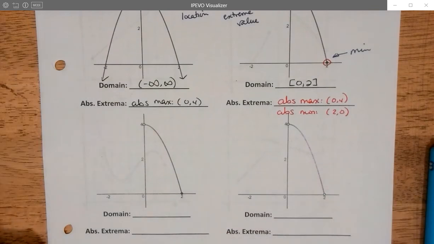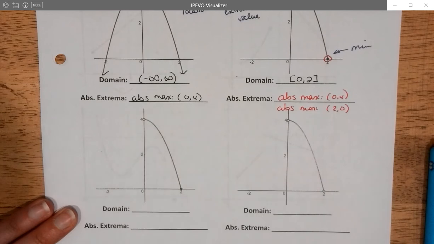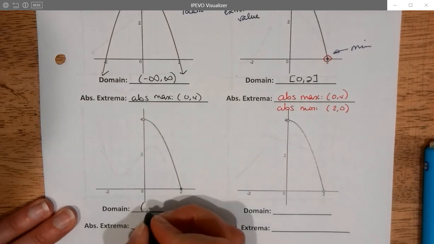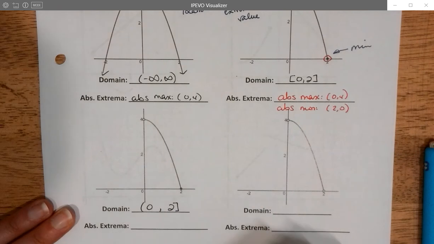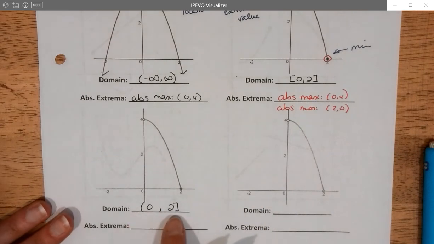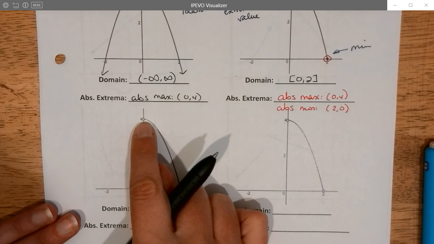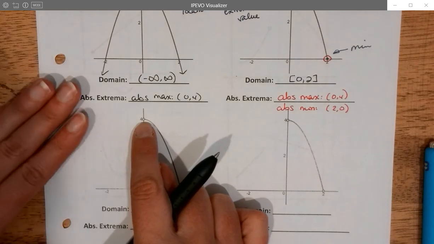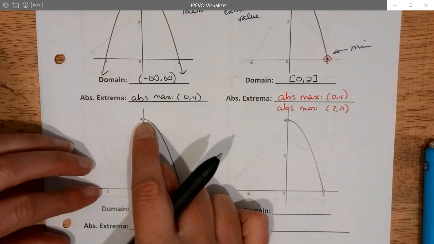Okay, taking a look at the next couple of graphs, they change in domain because I have some open circles here. So the domain on the next one is going to be open 0, comma 2, closed bracket, open and closed. And so because the first value is open, that's not going to be an extrema because there's no single y value that is greater than the rest. I don't get to include 4, 3.9, but 3.99 is greater. I can't actually get to there.